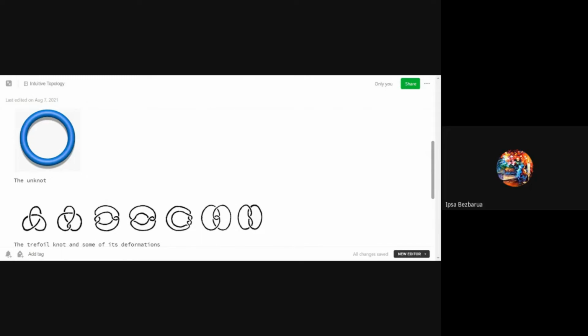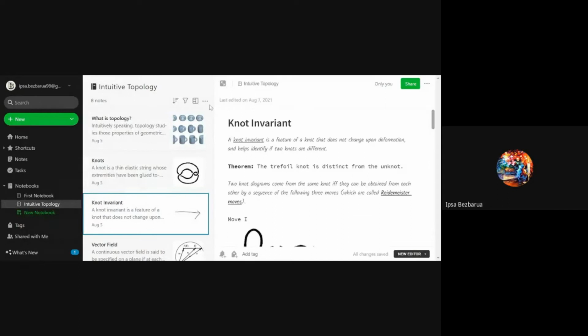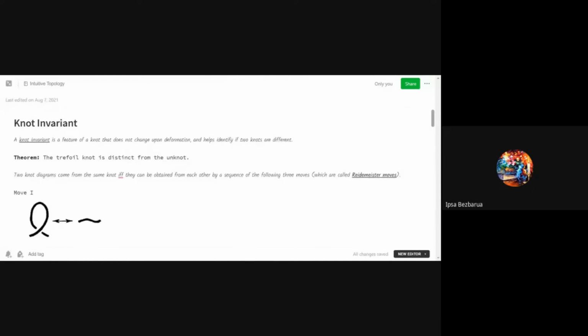So yeah, I gave away the answer because that's right on the top of the slide. The trefoil is distinct from the unknot. I can go on and on for years and years, but it's totally impossible to unknot the trefoil knot. And we'll do a really cute proof of this.